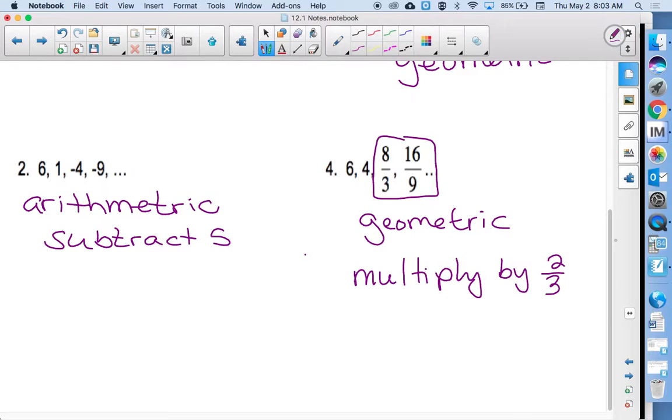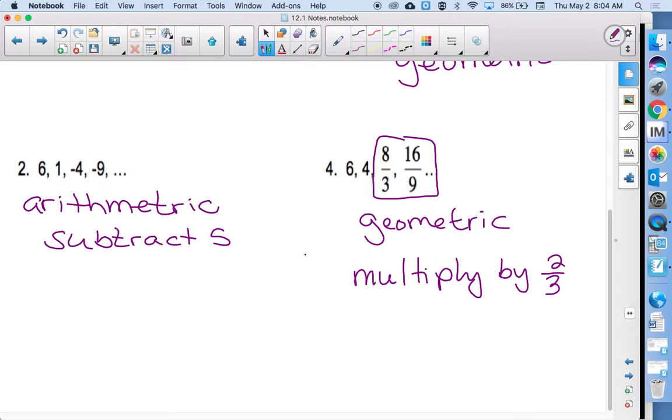What would you do to get from 8 to 16? Well, I would multiply the top by 2. To get from 3 to 9, I could multiply the bottom by 3. So if you can think of a pattern, then try it with the other numbers. 6 times 2/3 is 4. 4 times 2/3, so 4 times 2 is 8, and then I have that thirds. So look at the fraction part, the back part, see if you can create a pattern, then test it with the other two.